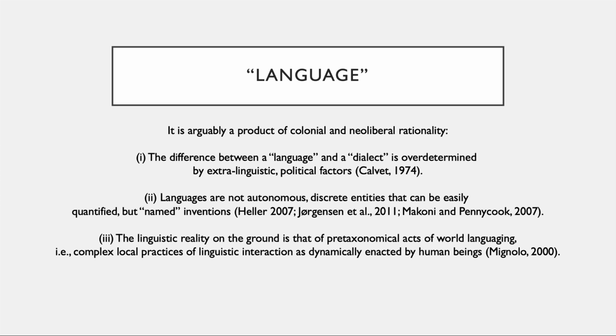Think, for instance, about the case of Serbian, Croatian, Bosnian. Are they the same language or different languages? Well, it depends on who you ask and in what historical context. And the second point is that languages are not autonomous, discrete entities that can be easily quantified. It's hard to tell when a language starts and when a different language ends. There's a language continuum, so the idea that languages are self-contained is an abstraction and idealization that does not reflect the linguistic reality on the ground.